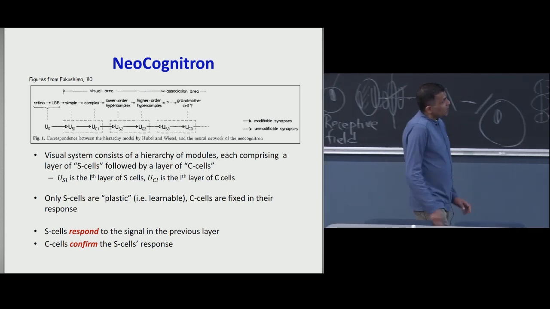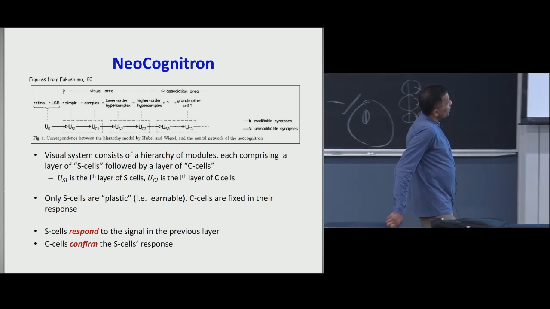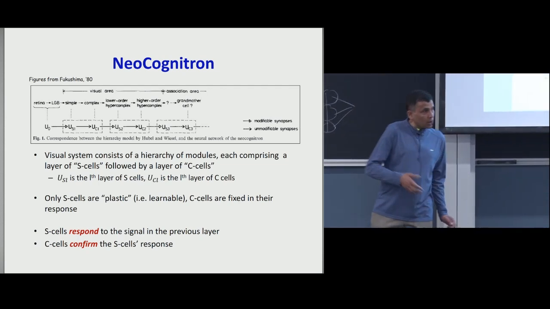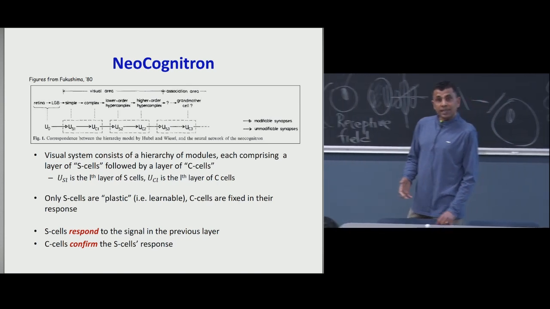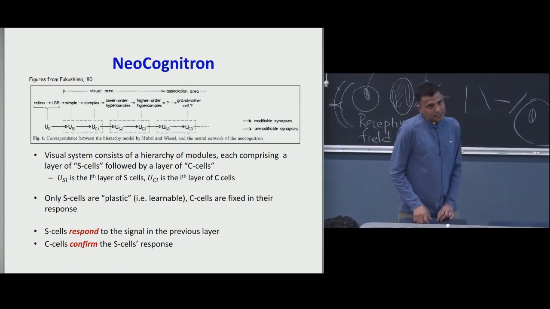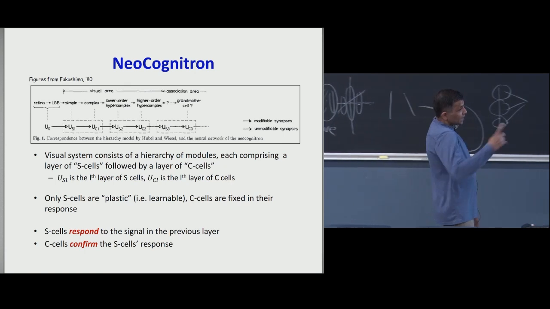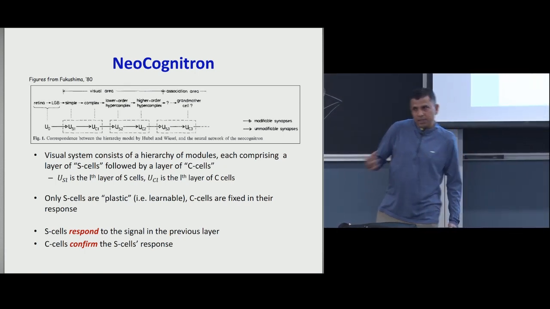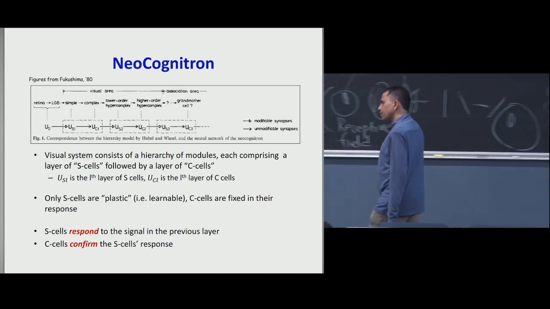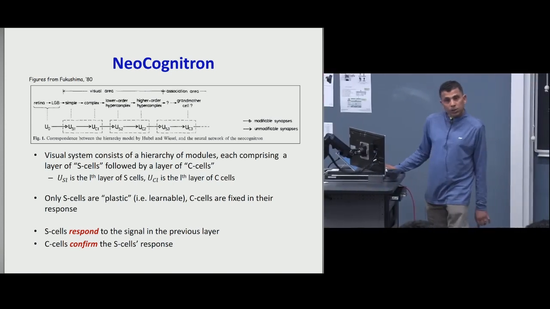So you had many such layers. First, the images on the retina would go to the first layer of S cells. The output of the first layer of S cells would go to the first layer of C cells. So that's one S cell C cell block. The output of those C cells would go to the next layer of S cells, which would feed onto C cells, and so on, all the way until the end. Who knows what the end is?